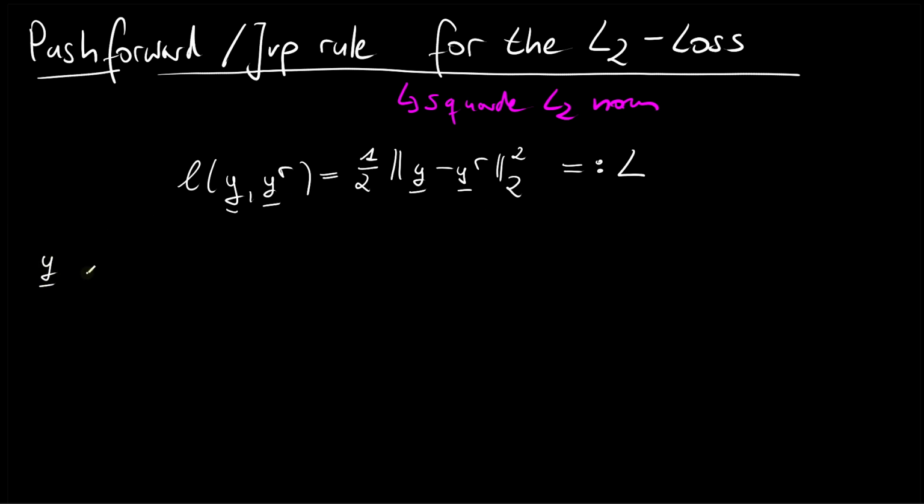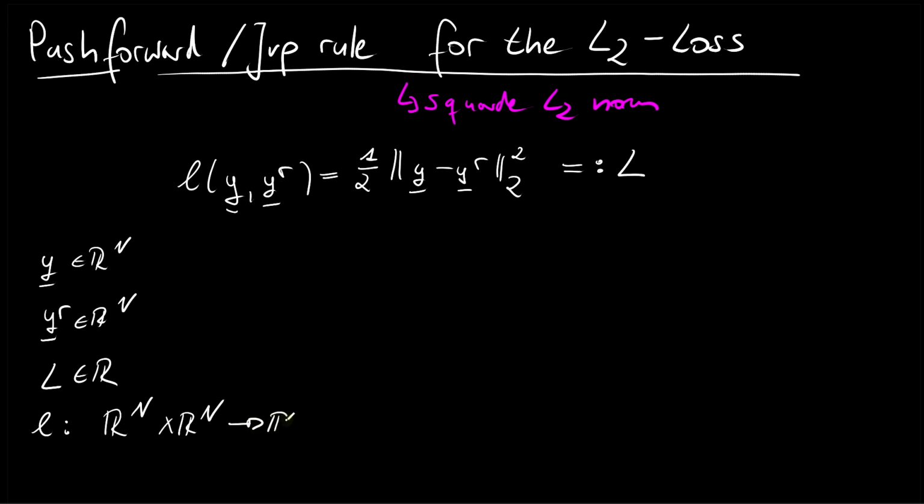We have two vectors of the same size. So we have an n-dimensional y vector as well as another n-dimensional y reference vector. Then we have L, our scalar loss, and as such, the function L for which we want to define the push-forward or JVP rule takes both an n-dimensional vector and another n-dimensional vector and maps it to a scalar.